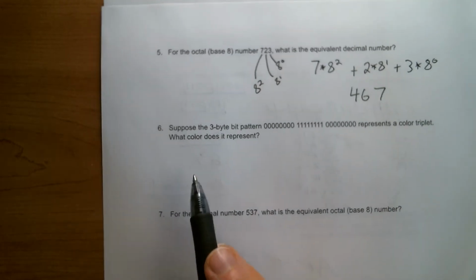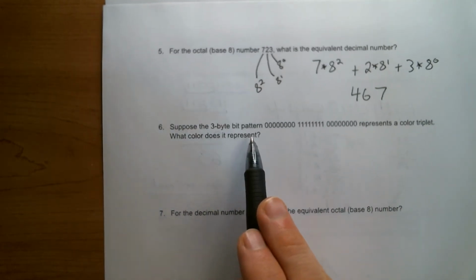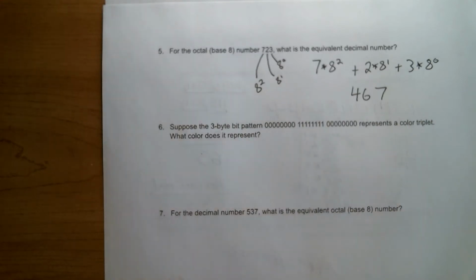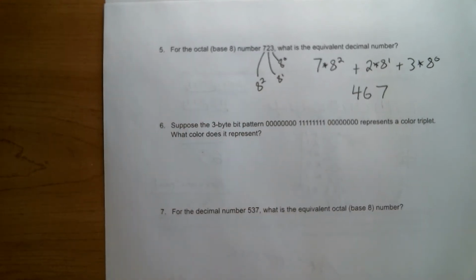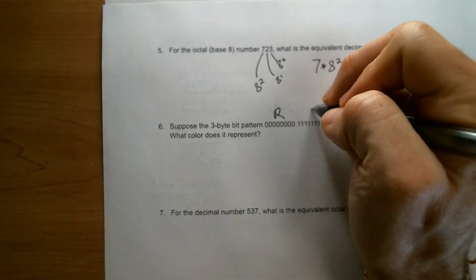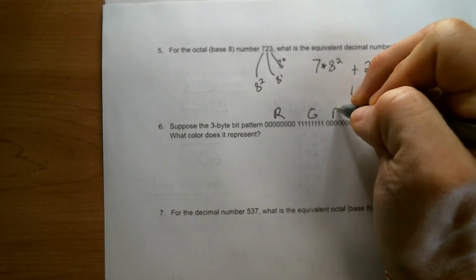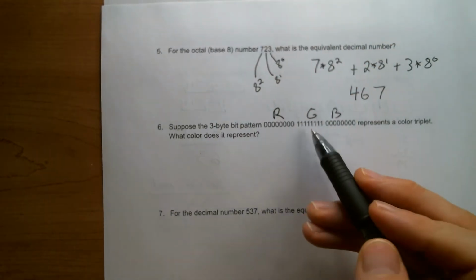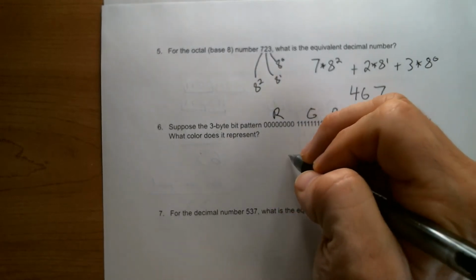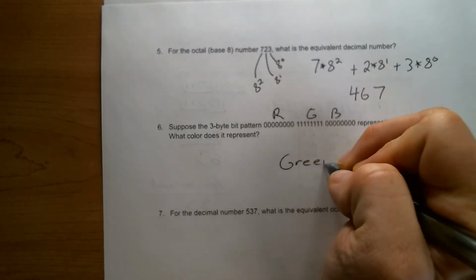All right, suppose the 3-byte pattern 000111111100000 represents a color triplet. What color does it represent? It's important that you realize that the first one is red, the middle one is green, and the last one is blue. So this is green all the way on, red and blue all the way off. So this would be green.